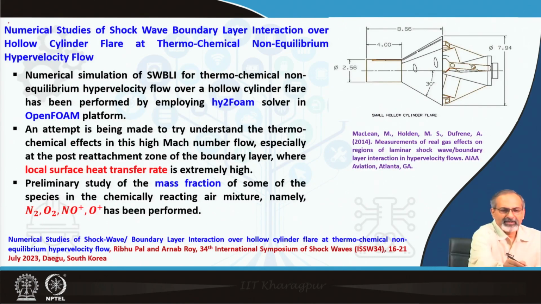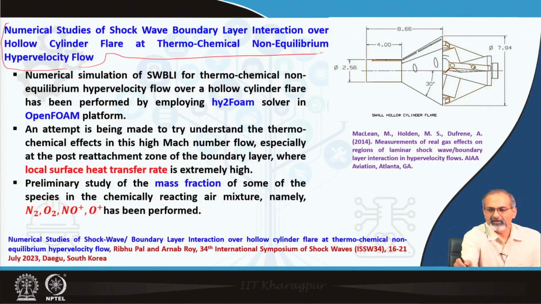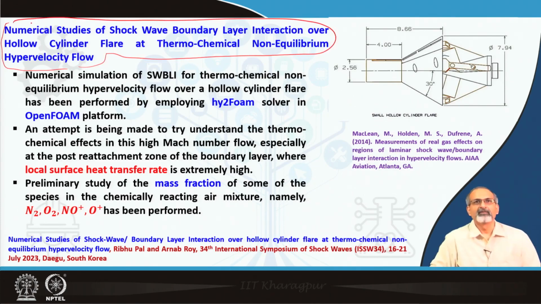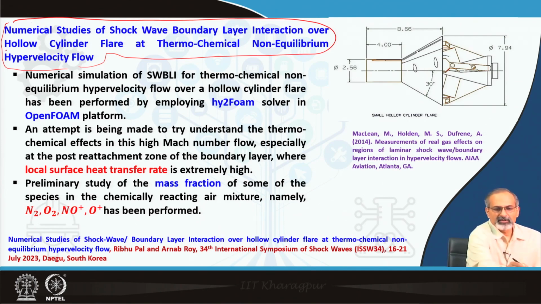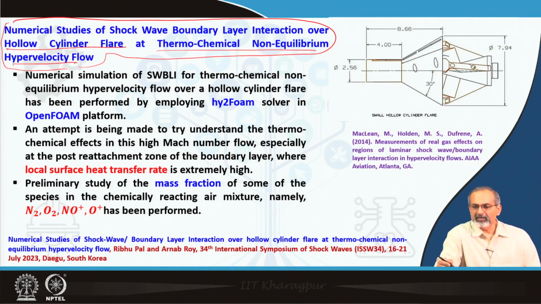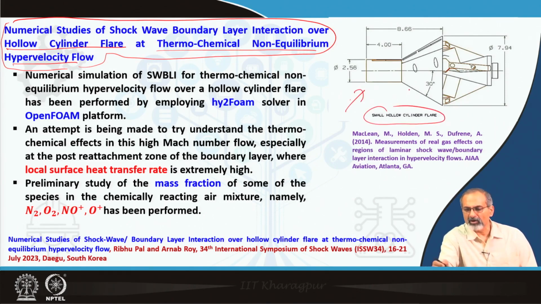Now, let us move on to the next problem. So, we did some survey of the shock diffraction problem through a diffraction occurring across the rear corner of a wedge and of a square corner. Next problem we look at is numerical studies of shockwave boundary layer interaction over a hollow cylinder flare at thermochemical non-equilibrium hypervelocity flow. So, the flare is a structure like this that you see over here. It is a small hollow cylinder flare that it is showing in this figure.